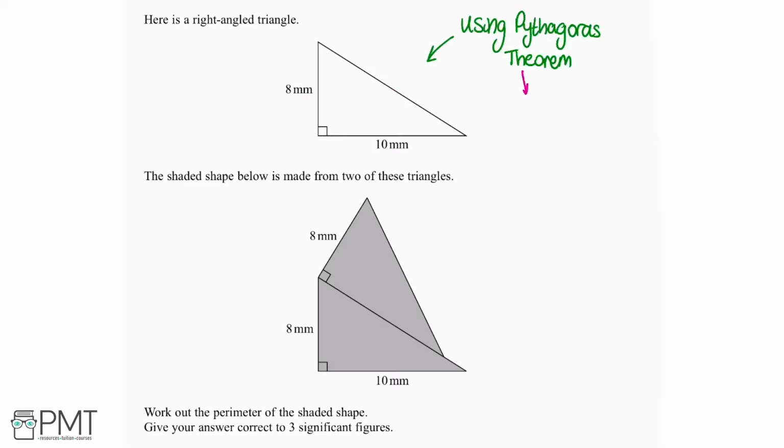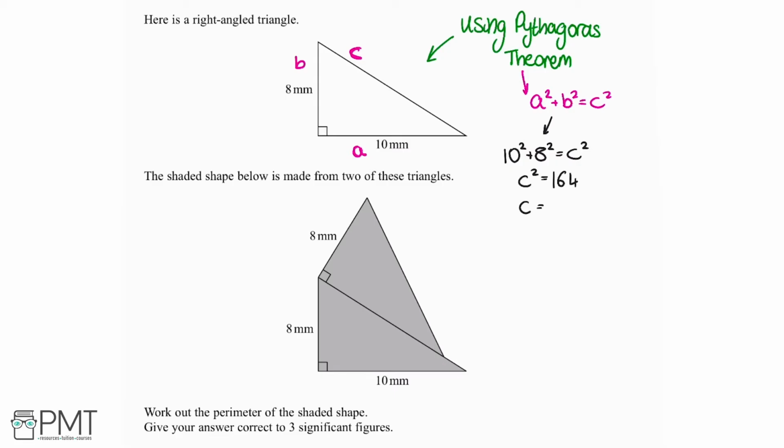So Pythagoras' theorem says that a squared plus b squared equals c squared, where c is always the hypotenuse, so that's going to be this side here. And then a and b can be either of the other ones, so I'm going to say this one's a and this one's b. So using this, we're going to have 10 squared, because a is equal to 10, plus 8 squared, because b is equal to 8, equals c squared. So working this out in the calculator, we're going to get that c squared equals 164.